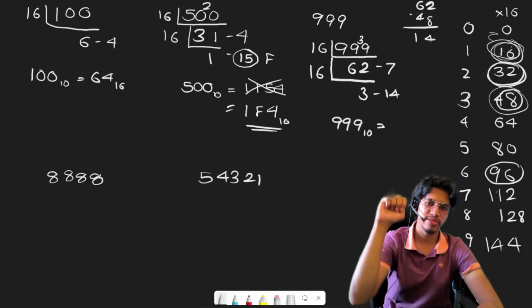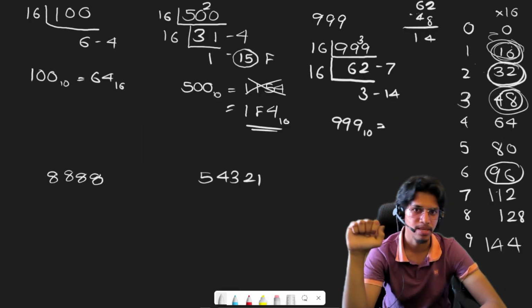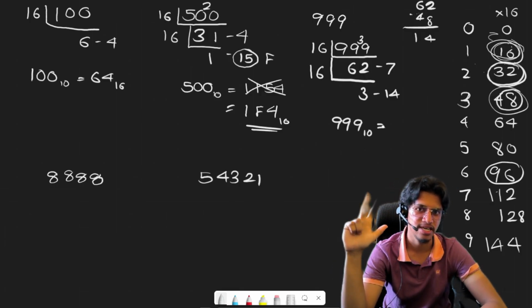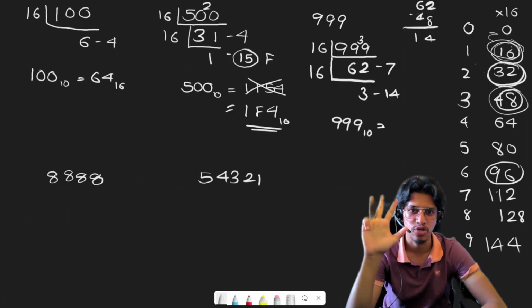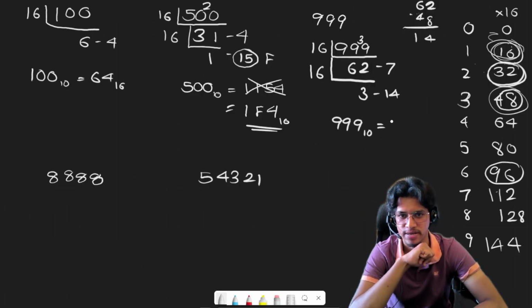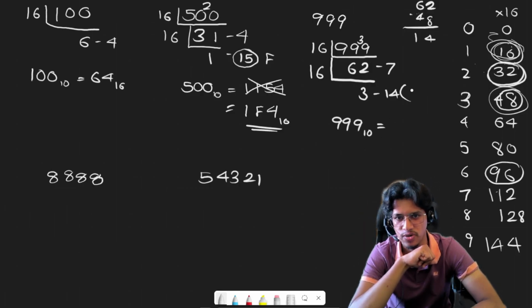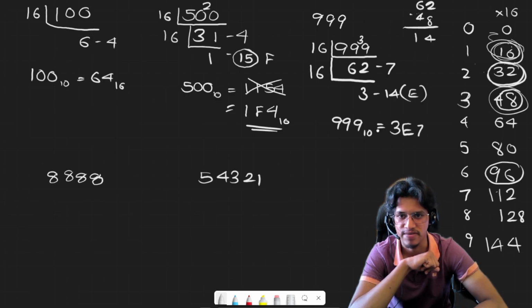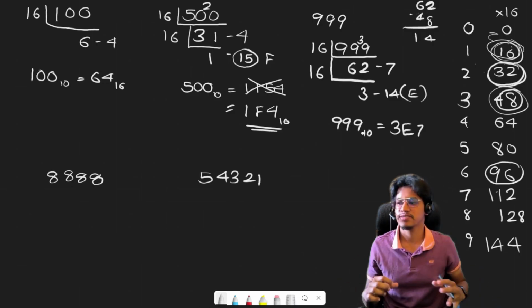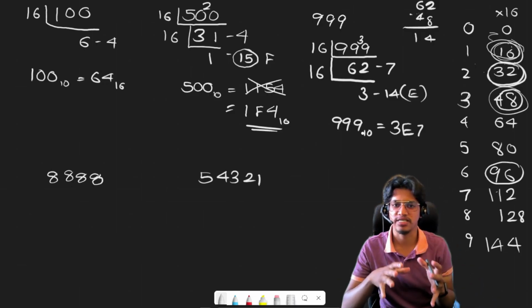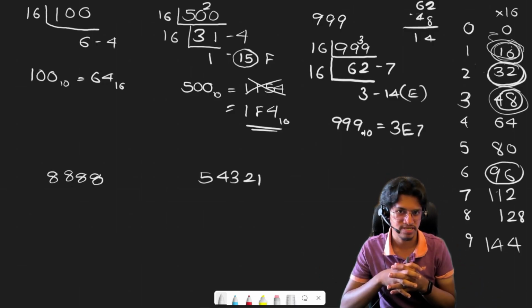So A, B, C, D, E. So E is 14, right? So E is 14. So we get 3E7. Is that clear? That is the easiest way of remembering this, right?